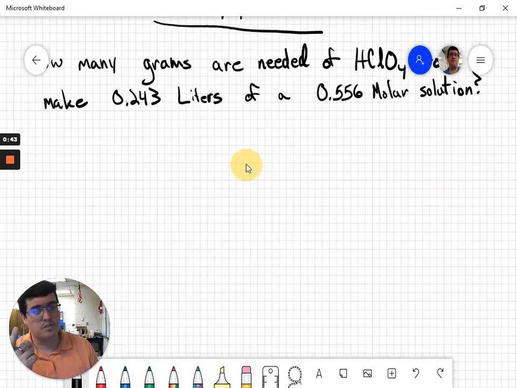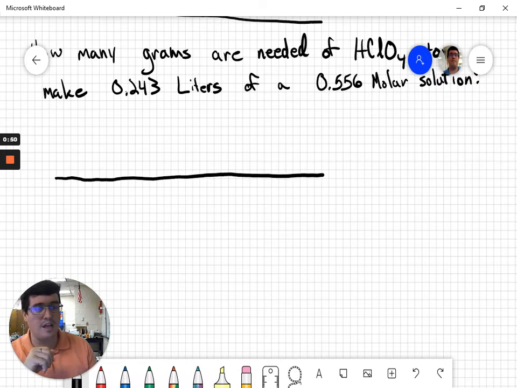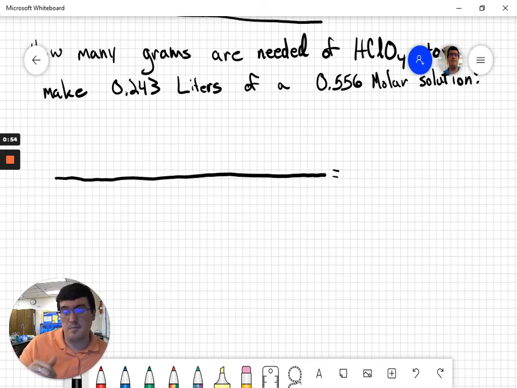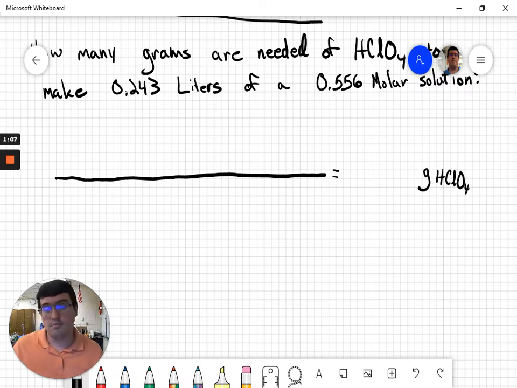So what we're going to do is scroll down here a little bit, and I'm going to start, like I start every math problem, with factor label. I'm actually going to start this one just like I started the other problem. I'm going to start with the answer. How many grams are needed of HClO4? So that's the answer I need, grams of HClO4. Check. All right. I need to make 0.243 liters of this molar solution.